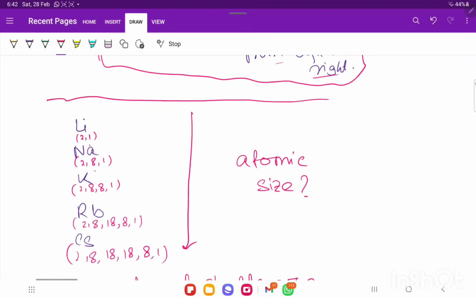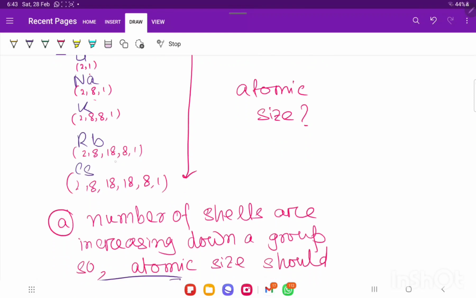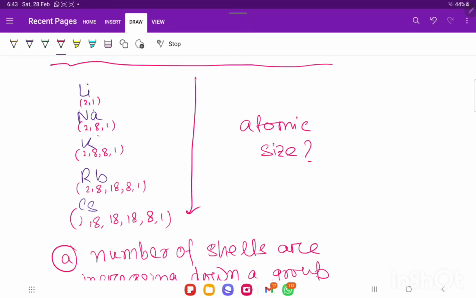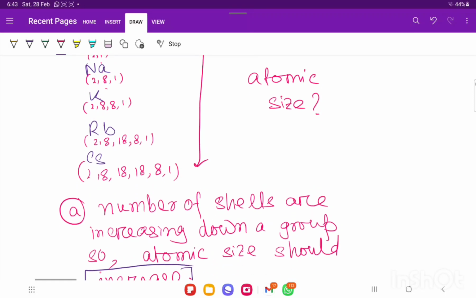Now we are going to see what will happen if you are going down a group. Let's say in the case of lithium, sodium, potassium, rubidium and cesium. Then we write down their electronic configurations: 2,1; 2,8,1; 2,8,8,1. For rubidium it is 2,8,18,8,1, and then for cesium. Now what will happen here? Two factors affect it: one is the number of shells, another is the nuclear charge.